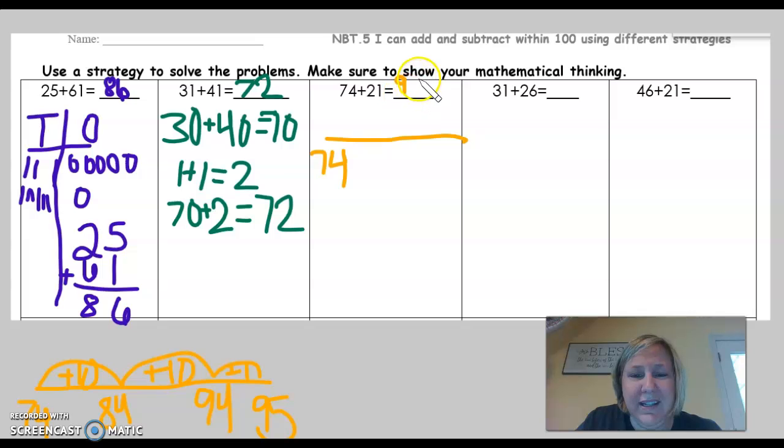But like I said, this little box doesn't give me a lot of room to do my number line. So I can do a number line on a piece of blank paper or notebook paper, and then take a picture of it with my camera to submit in Seesaw. So boys and girls, it is up to you which strategy you want to use. But again, I don't want to just see one answer. I want to see the answer with your mathematical thinking.